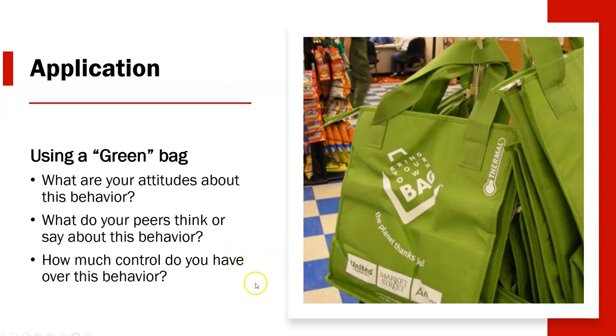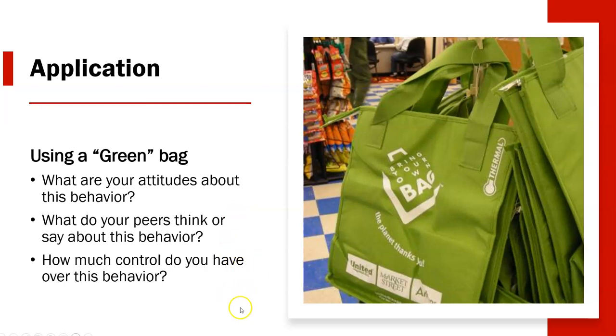What do your peers think or say about this behavior? And how much control do you have over this? Are you one of those people who's like, oh, I left them in the car or I forgot them at home? But do you have control over that? So that's what the theory of planned behavior helps us address, thinking about attitudes, the social norms, and then perceived behavioral control.